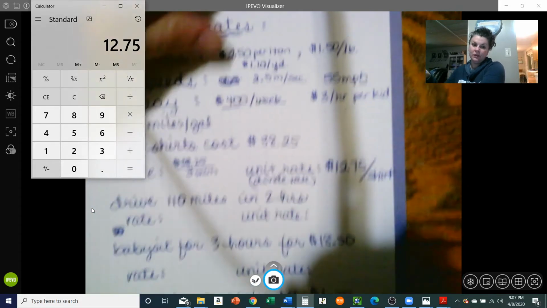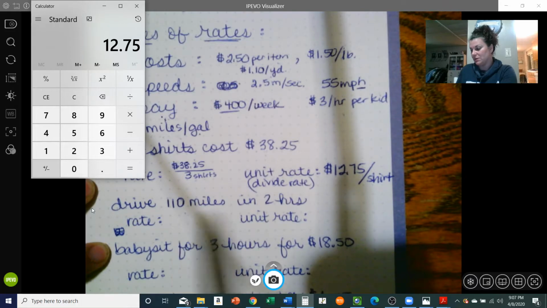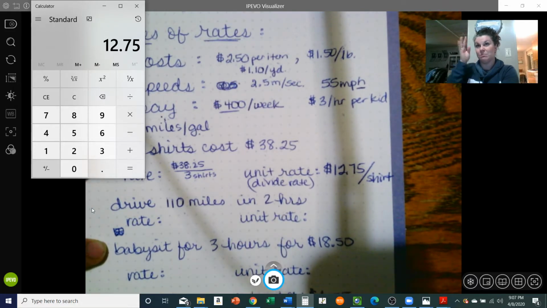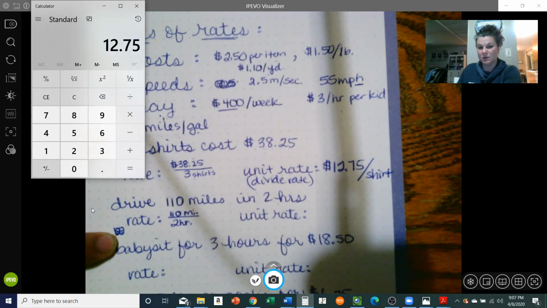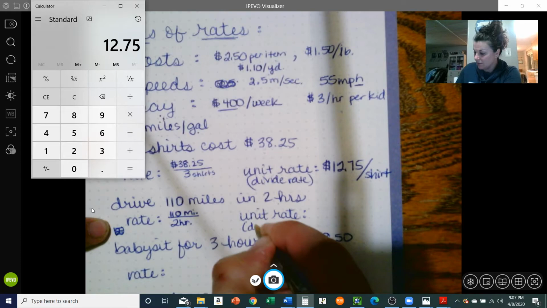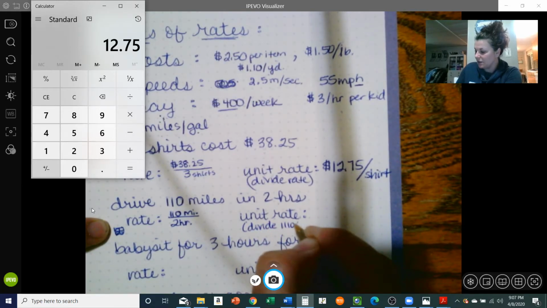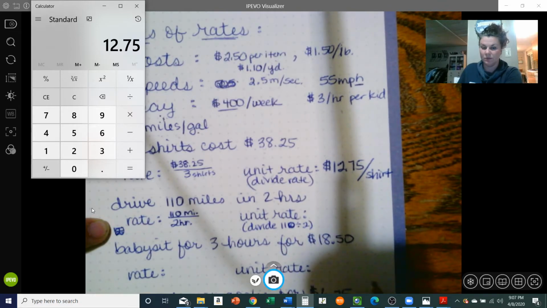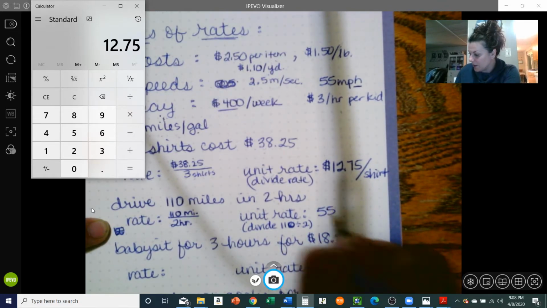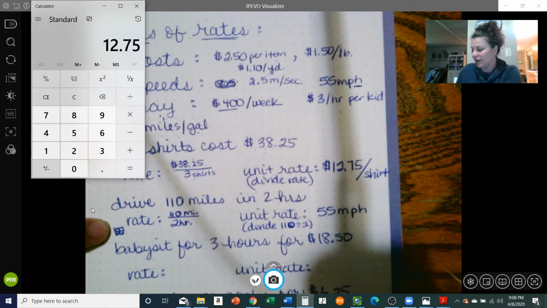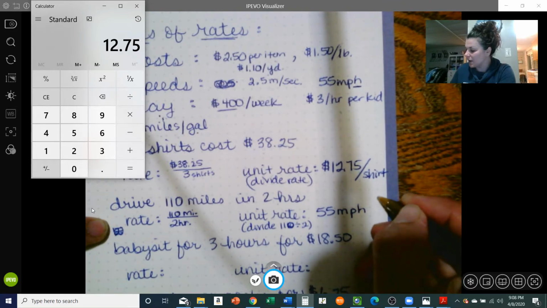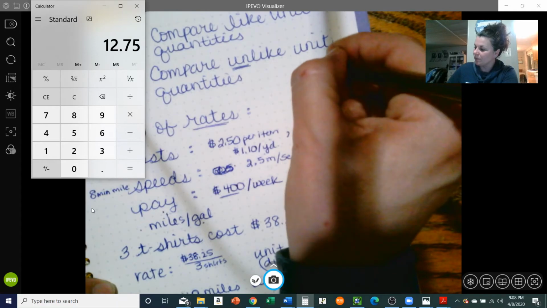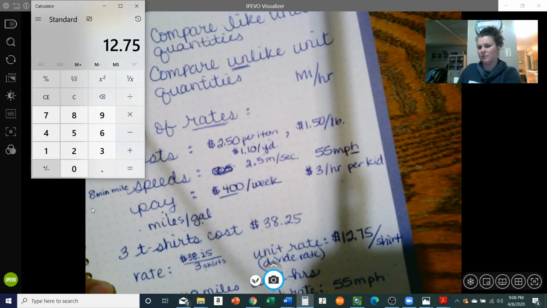Okay, if you look at your next one, if I drive 110 miles in 2 hours, so driving, that's miles per hour, so I'm going to write 110 miles over 2 hours, and then I'll divide that. So I'm going to divide 110 divided by 2, which is 55. So my rate is 55. And miles per hour, we often write like this, mph, for miles per hour. But you could also write it miles per hour like that.